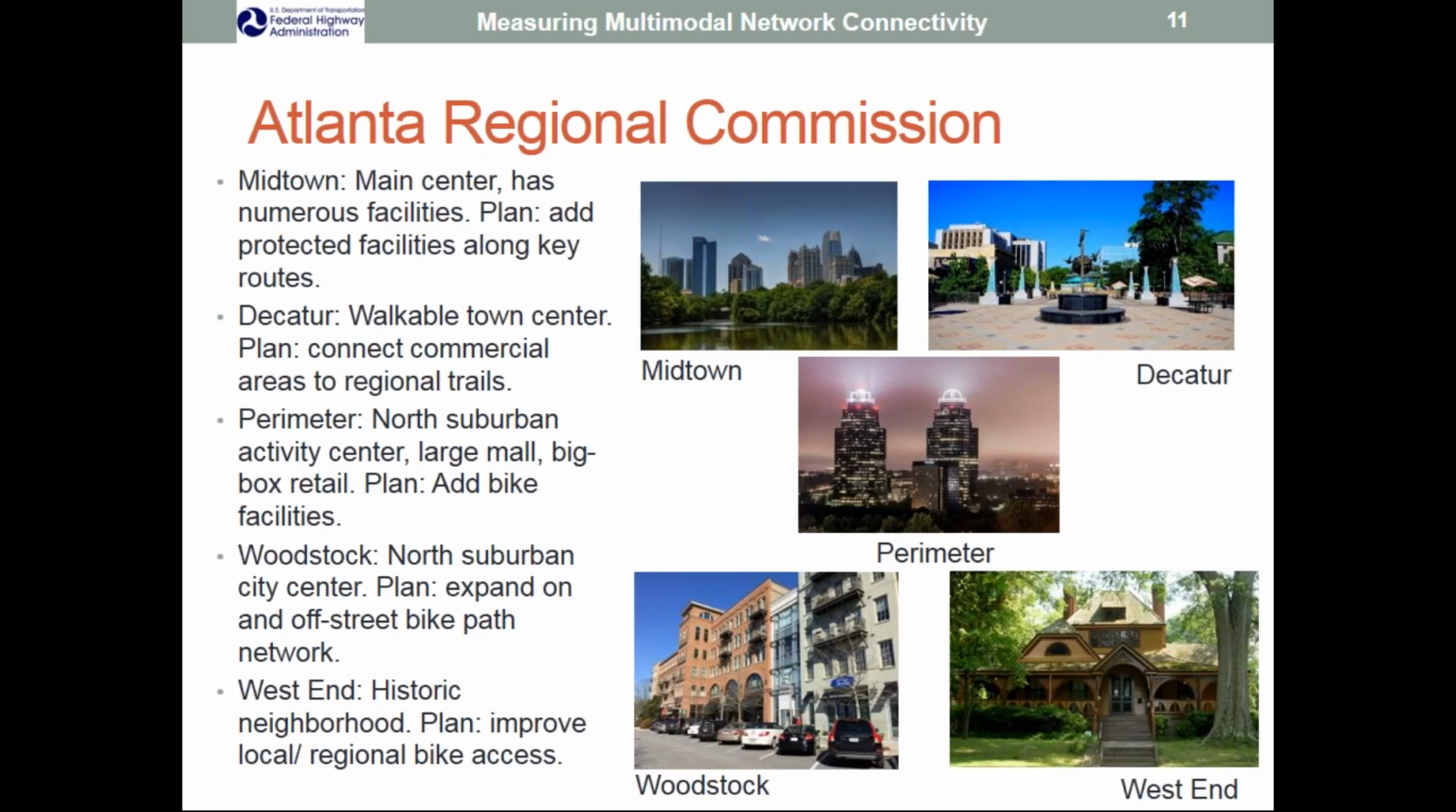So we took a look at 5 drill down study areas, took pieces of the region that tried to represent different settings and contexts, ranging from the very urban center downtown and walkable areas of Decatur through the more suburban centers of Perimeter and out towards Woodstock, and then one of the historic neighborhoods in the city as well. So we tried to pick some different contexts to take a look at the nuances of how each one of those areas represented a fairly common problem in terms of connectivity.